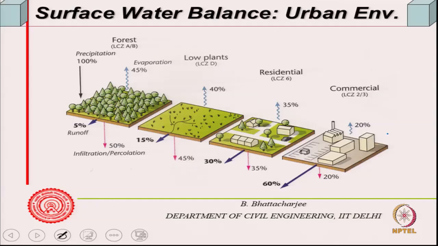Okay. If you look at the rural and urban scenario, here there is 5% runoff where you have a forest, 45% evaporation, and precipitation is what is charging it. If you have low plants, 40%, and 15% is runoff, increasing. Residential areas with a lot of greenery are around 30%, and too much congested commercial areas etc. have 60% runoff. 45% goes to percolation to the ground, then 45%, 50%, here 35.